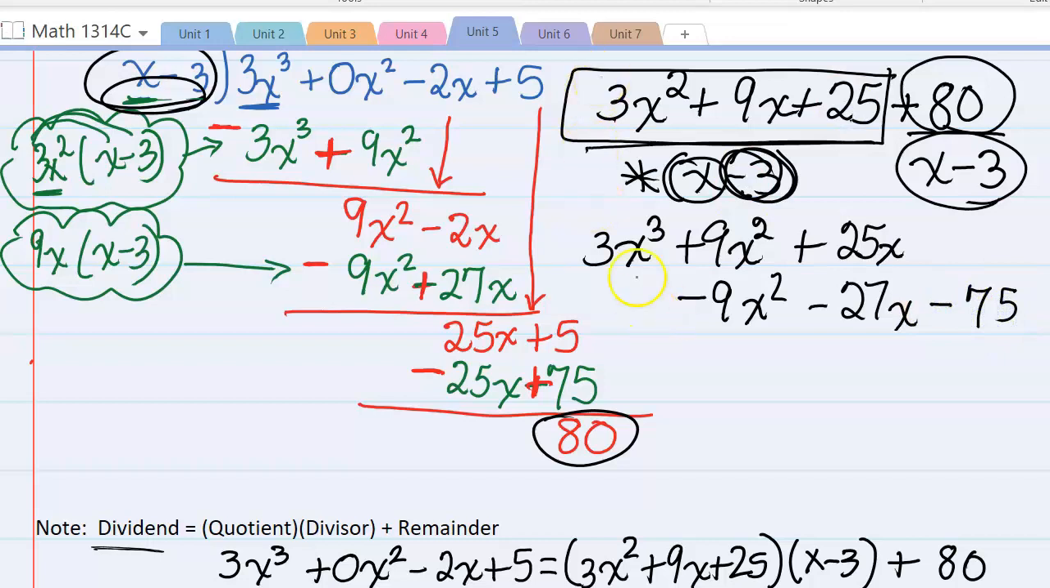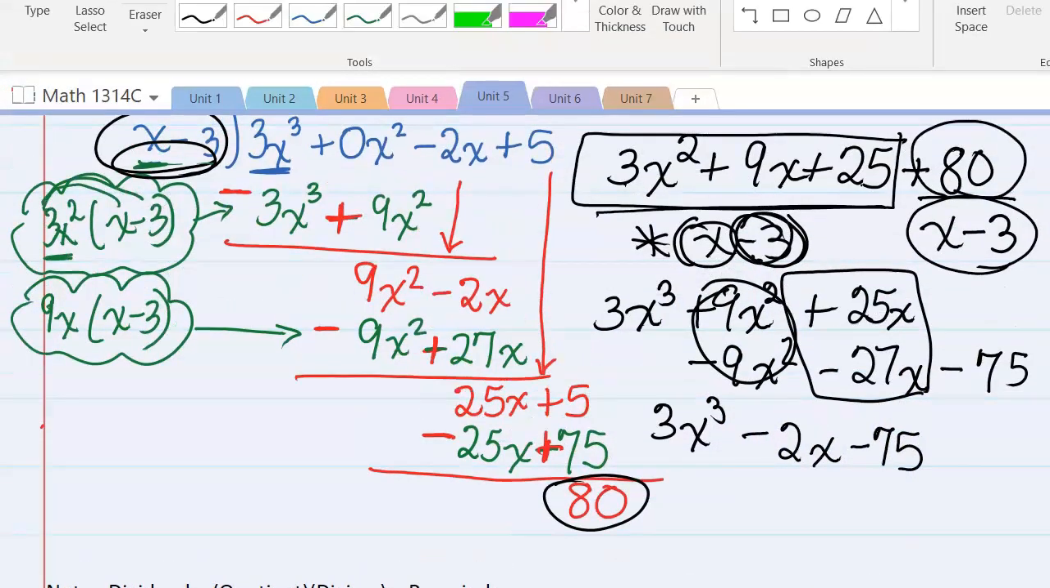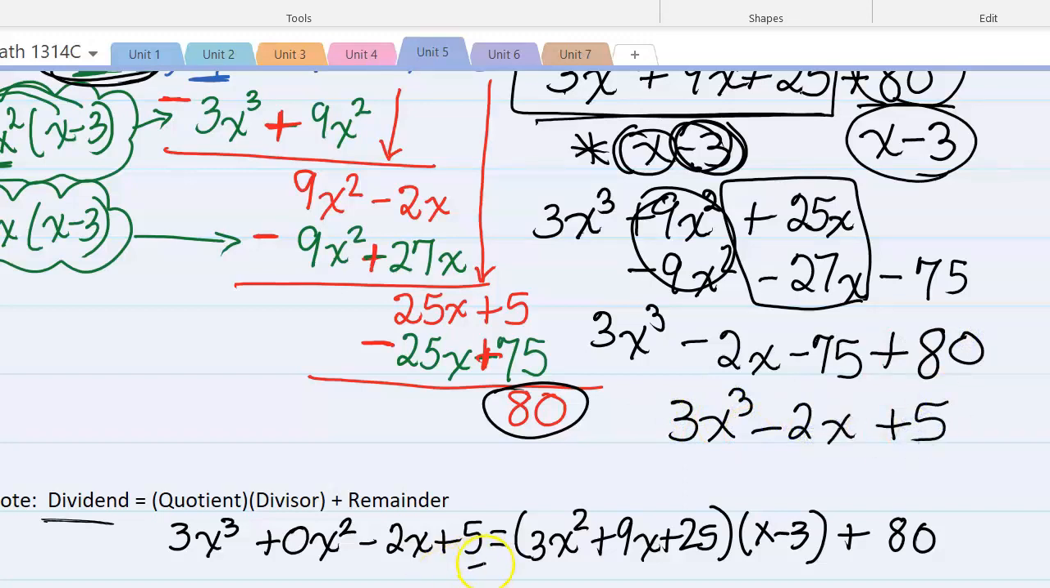So I multiplied those two. I would get 3x cubed. These go away. I would get negative 2x minus 75. And then it says add your remainder. So we're going to add our remainder of 80. And we see we get 3x cubed minus 2x plus 5, which is our dividend.